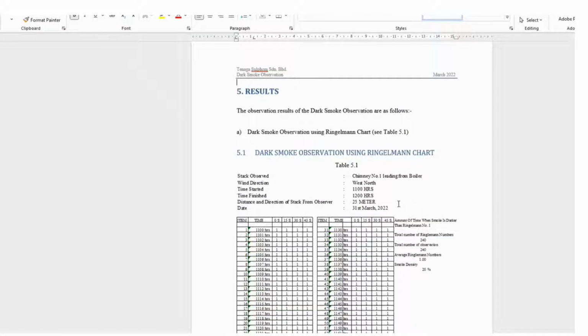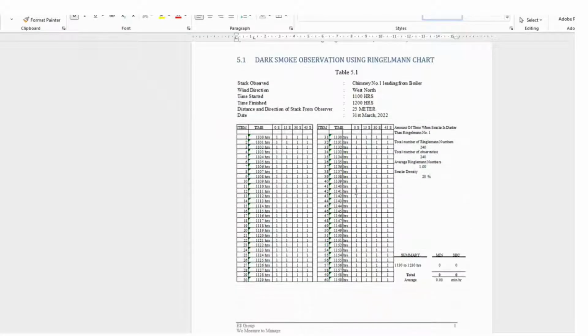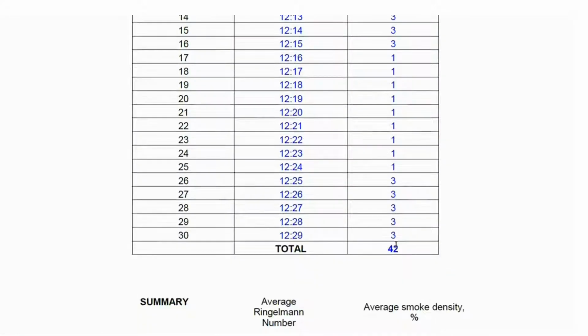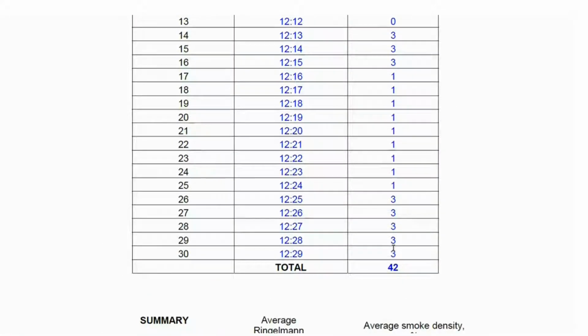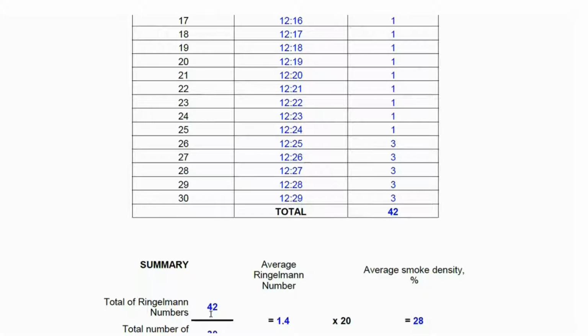This is another template yang biasa kita guna in E8 group, ya. So kat sini kita bagikan masa 1 minit kepada 4 segmen. 15 saat, 30 saat, 45 saat. Then we just put the numbers here. So once we put the numbers here, at the end, kita just kira lah. For example, kita kira, let's say kita dapat 42 times we saw the Ringelmann chart.